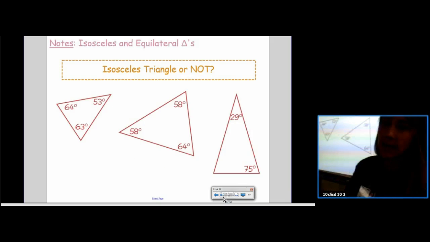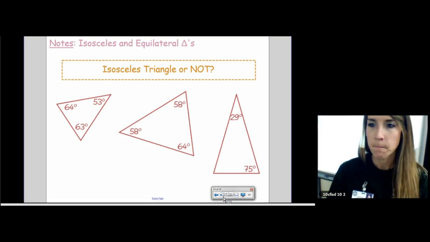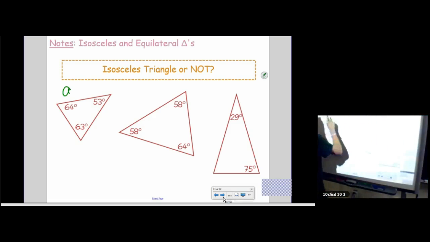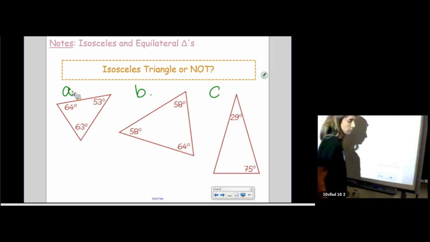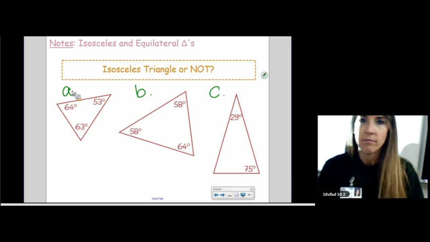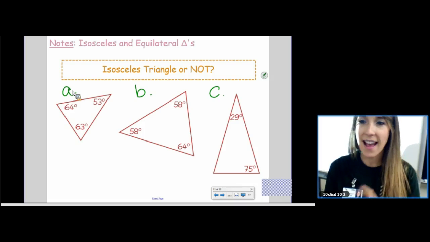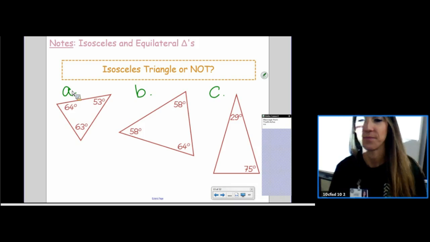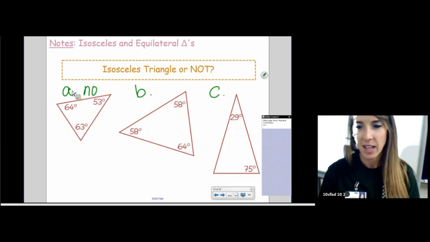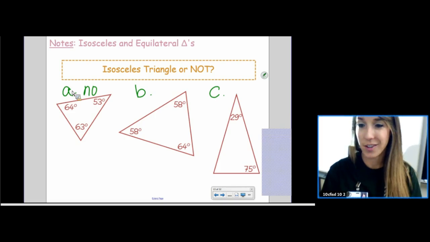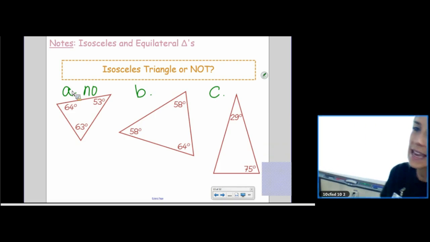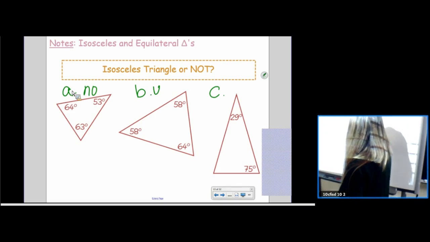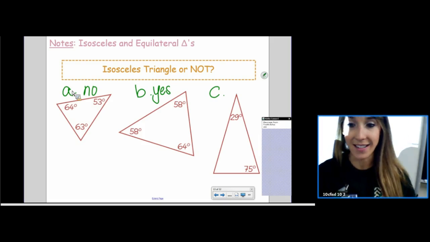All right, so we have 3 examples here. Isosceles or not? Let's look at these. First triangle, triangle A. Does the isosceles triangle theorem say that that is isosceles or not isosceles? No, and of course, why not? Because it doesn't have congruent angles. Correct. What about B? Is B isosceles? Check. And could you identify the congruent sides?